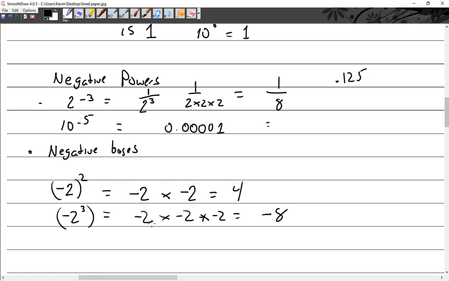Yes, negative 8. Negative times a negative is a positive. Positive times a negative equals a negative.